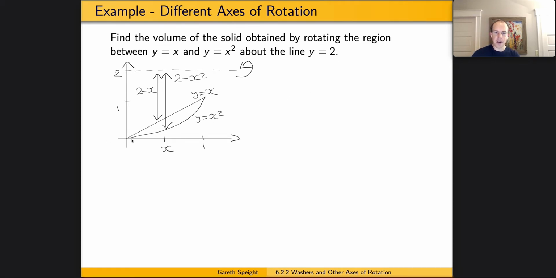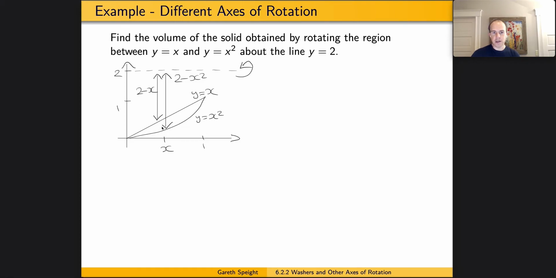Okay, so here is the same shape, right? We have y equals x squared, we have y equals x from 0 to 1. They form this region, and now, like before, we rotated around the x-axis. Now we're rotating around the line y equals 2. And the story is the same. The only things that change are the radii. So we need to find again the inner and outer radii of the washer.